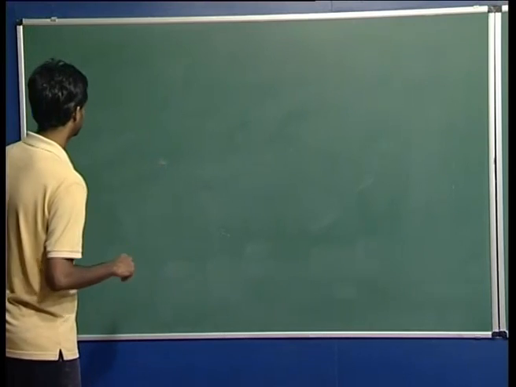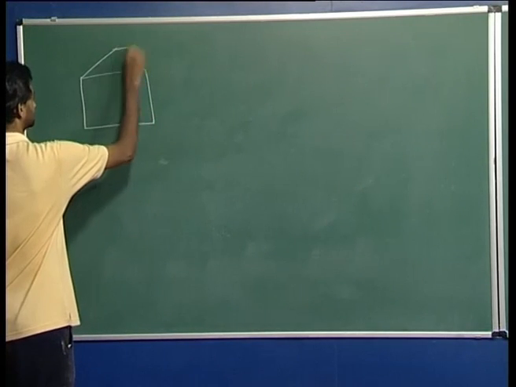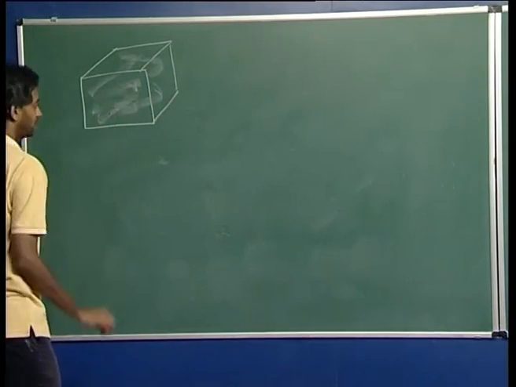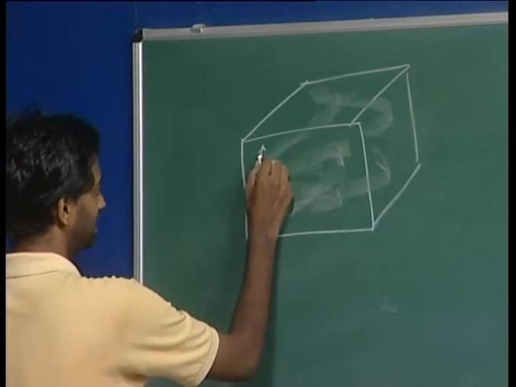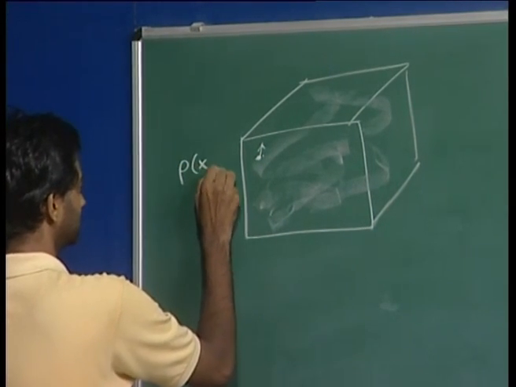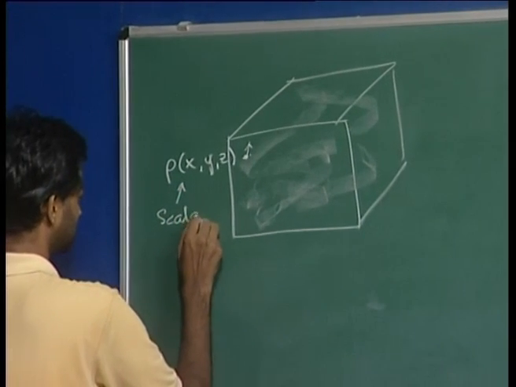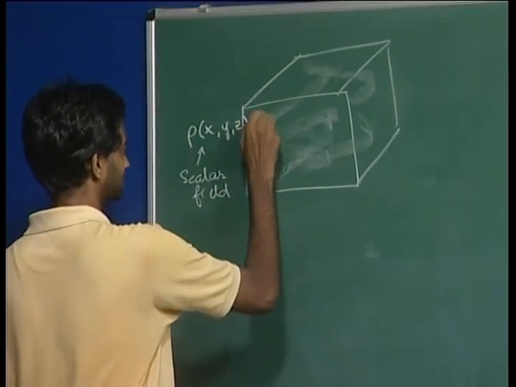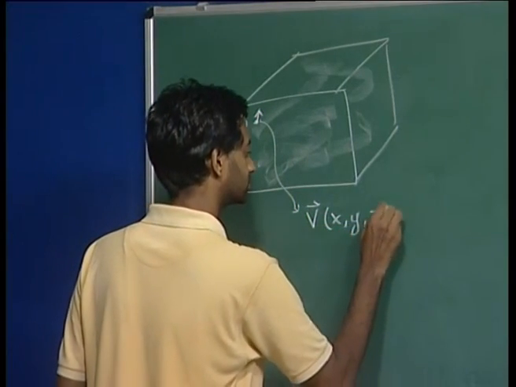So in hydrodynamics, suppose you have a volume and you have a fluid inside this volume, and the fluid need not be stationary, the fluid is moving. So, at each point the fluid has a velocity, and the density of the fluid at each point is different. So, at each point there is a density rho of x, y, z, which is a scalar field, and there is also a velocity of x, y, z, which is a vector field.